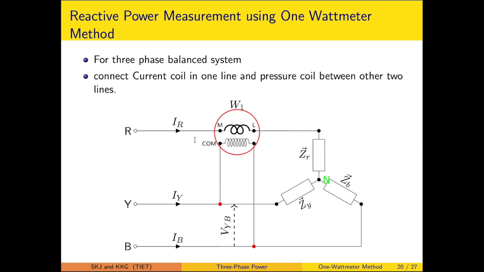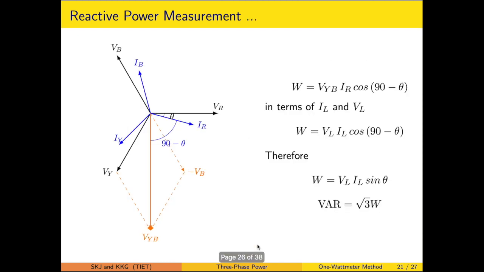So the current coil is connected with one line and the pressure coil is connected between the other two lines. That is an important arrangement. In this, we have connected the current coil with IR and the pressure coil between Y and B. So with this, let us see how the phasor diagram is drawn.